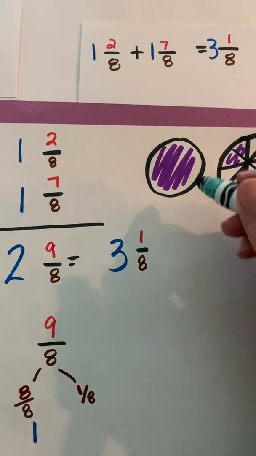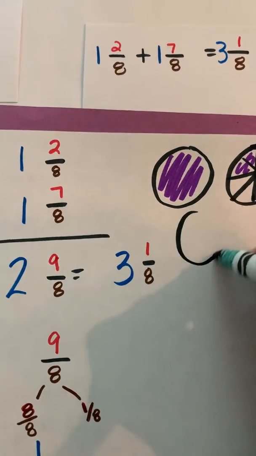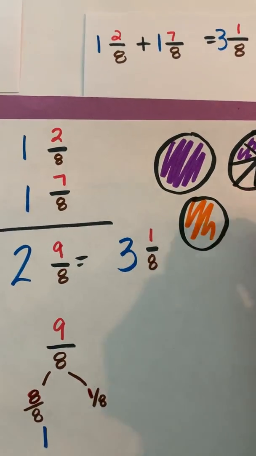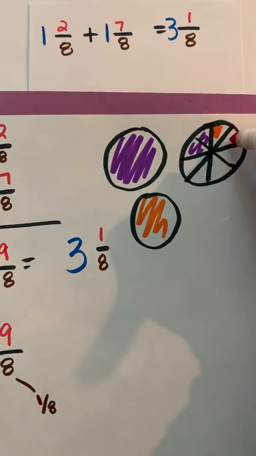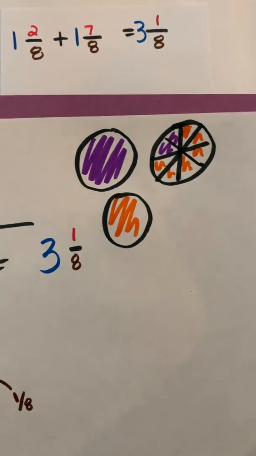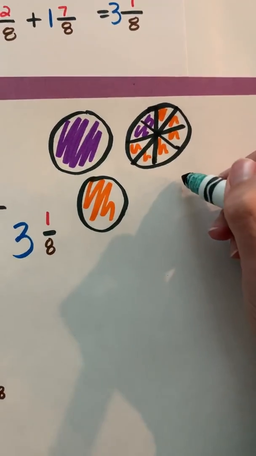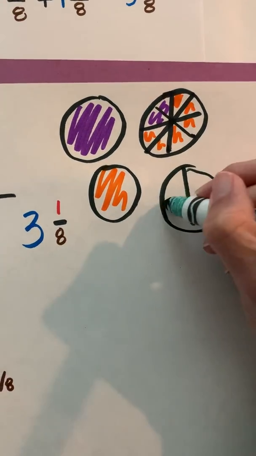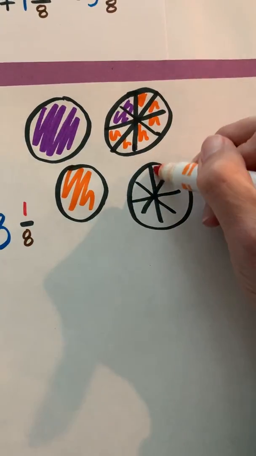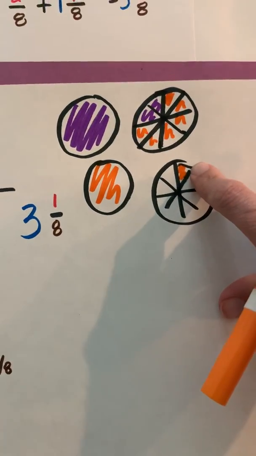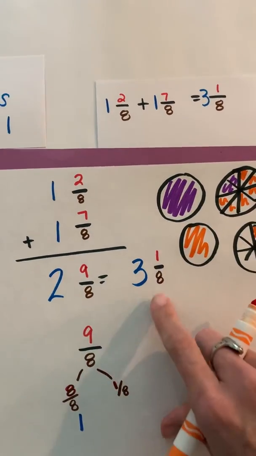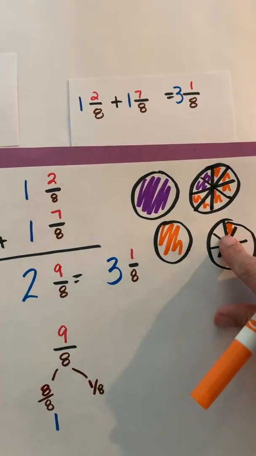So if I go ahead and add on, I'm going to add on my whole here. And then if I add on 7/8, that's 1/8, 2/8, 3/8, 4/8, 5/8, 6/8. Now I see that I'm going to have to add another whole and break it into 8 parts. And then I add on my last eighth, which is my 7/8. So we can see where I get my final answer of 3 wholes and 1/8.